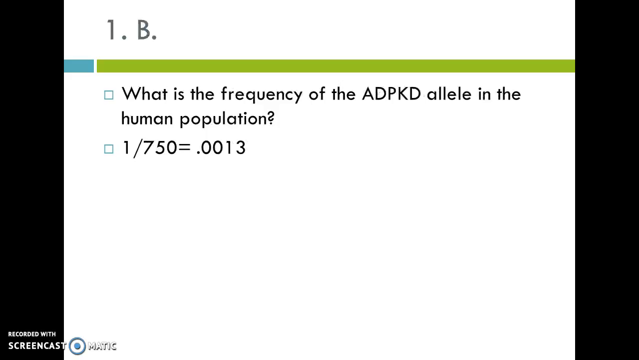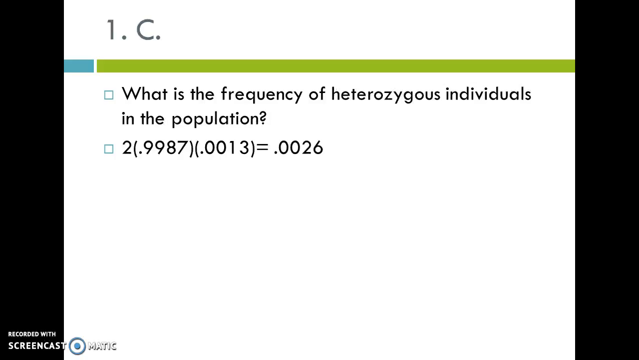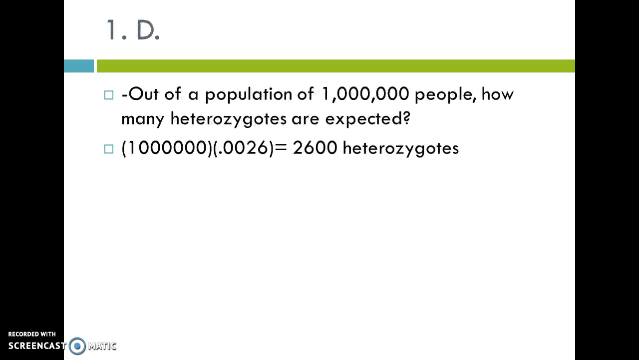1b. What is the frequency of the ADPKD allele in the human population? So this one I just used 1 divided by 750, and I got 0.0013. 1c. What is the frequency of the heterozygous individuals in the population? And so what we do is 2 times P and Q. And so 2 times 0.9987 times 0.0013, and we got 0.0026.